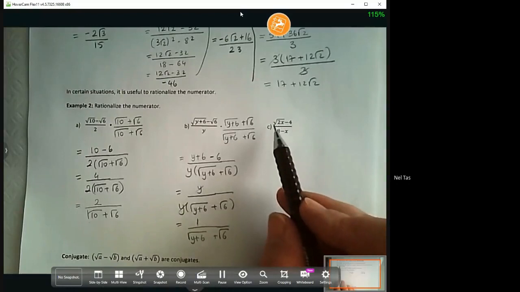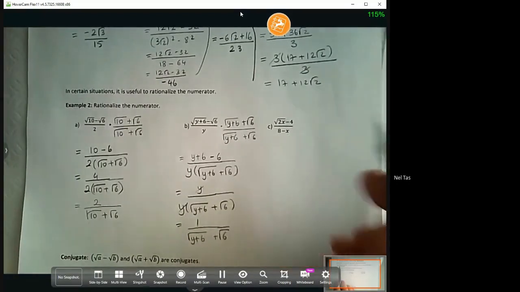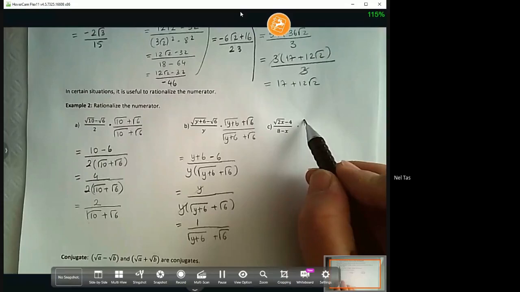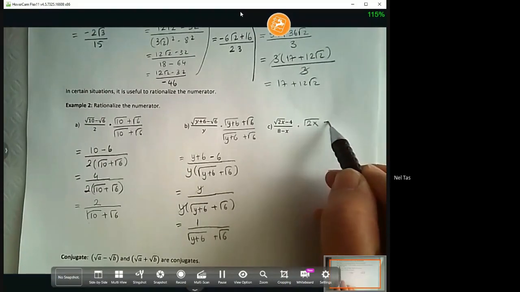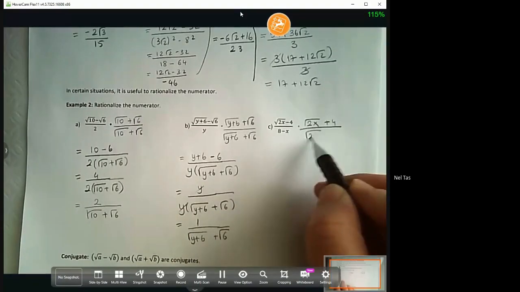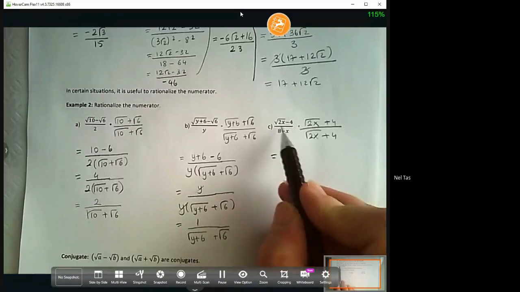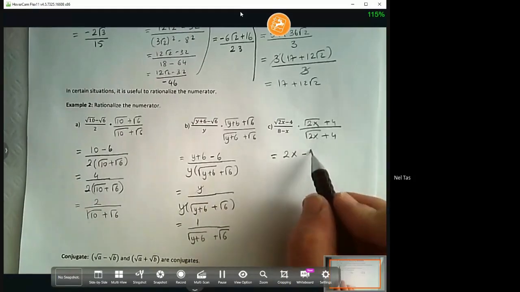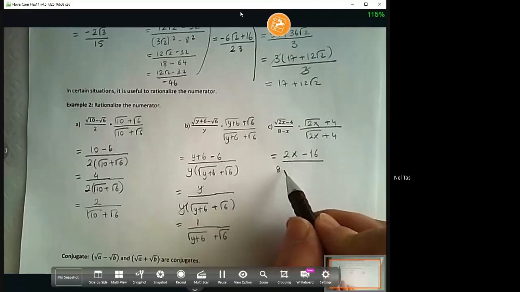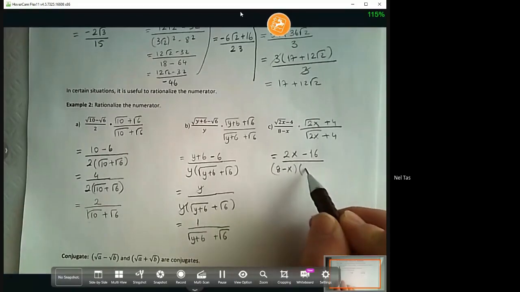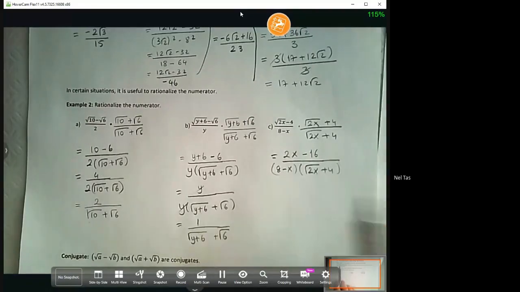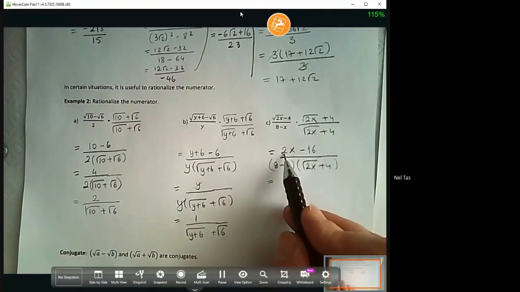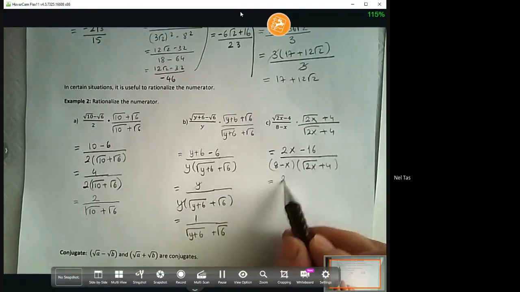Part C, we have square root of 2x minus 4 over 8 minus x. Again, we are rationalizing the numerator. Therefore, we need the conjugate of the numerator. So then we get root 2x plus 4 over root 2x plus 4. This gives us root 2x squared, which is 2x, minus 4 squared, 16. And in denominator, we have 8 minus x times square root of 2x plus 4. Okay. So we can now, as you see, 2 is a common factor for numerator, so we can factor 2.